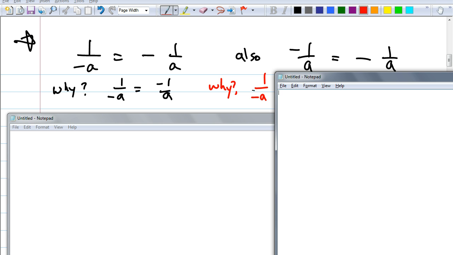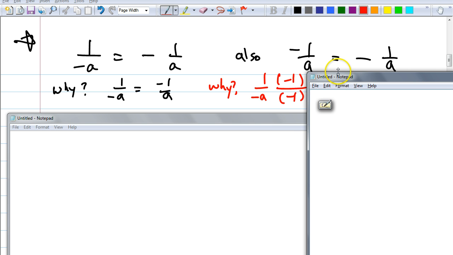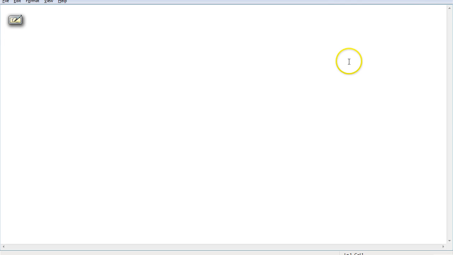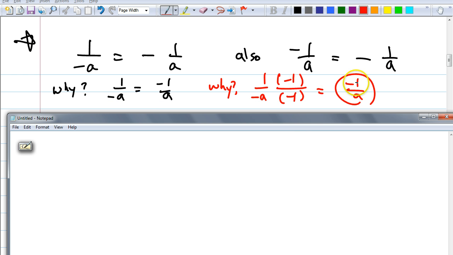Remember, that's the identity property of multiplication. But I'm going to use a special 1. I'm going to use negative 1 over negative 1. Is that still 1? What's negative over negative? What's negative 1 over negative 1? It's positive 1. It's still 1, isn't it? So it does not change the value of this. But what do you get on the numerator if I multiply it like this? On the numerator, I get negative 1, right?